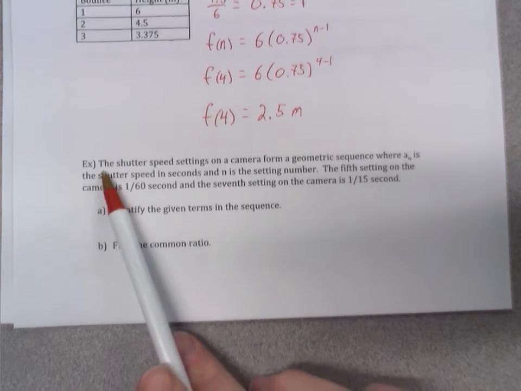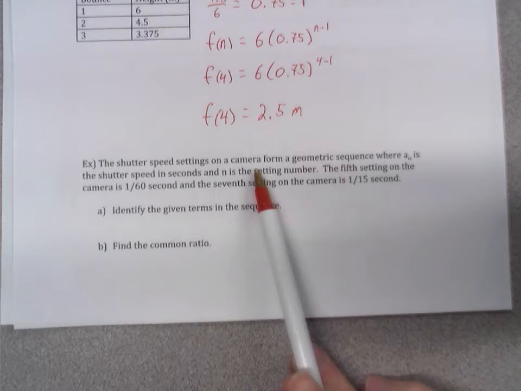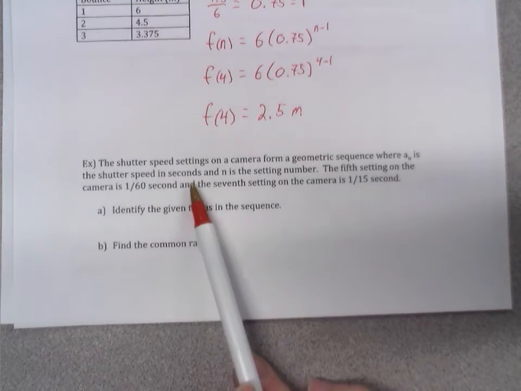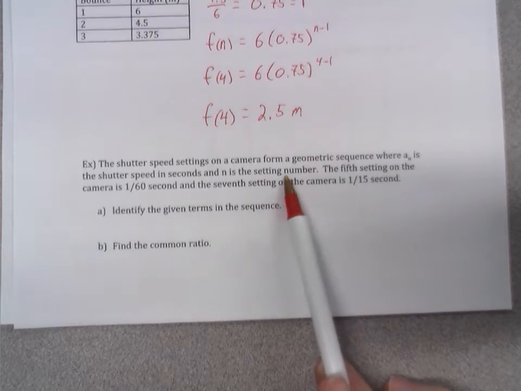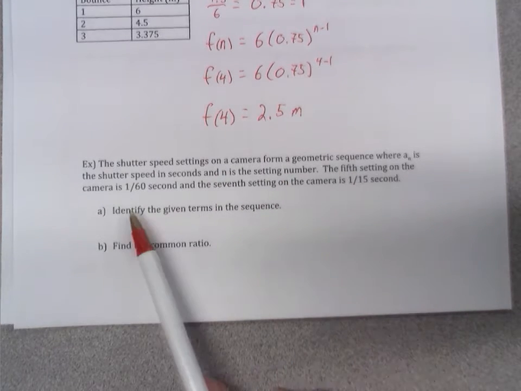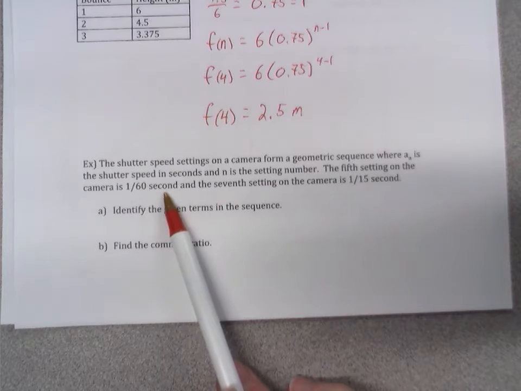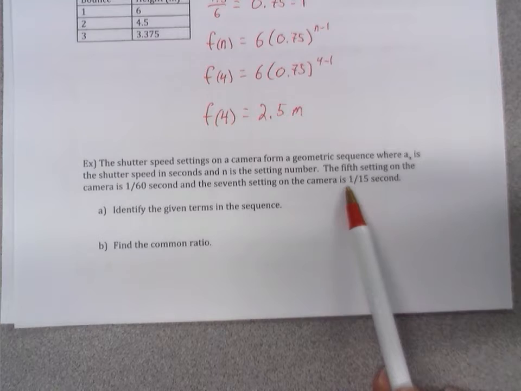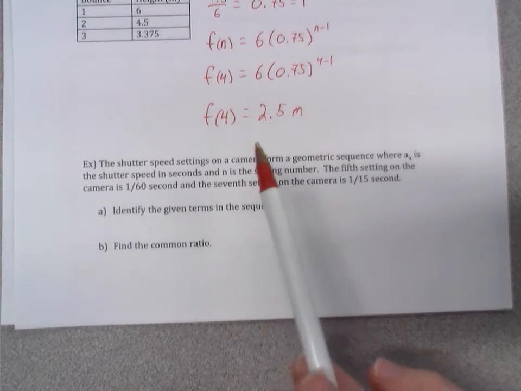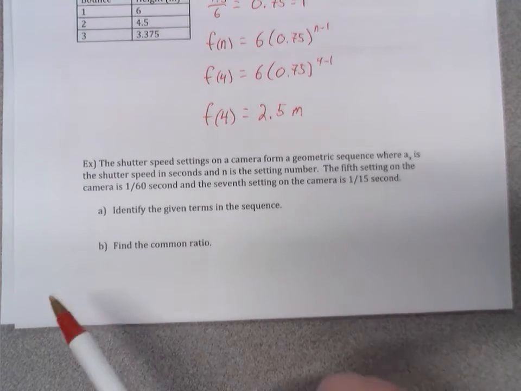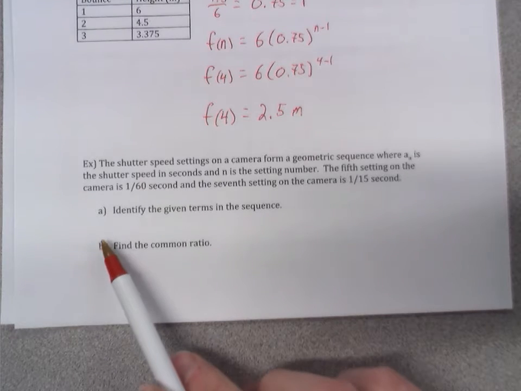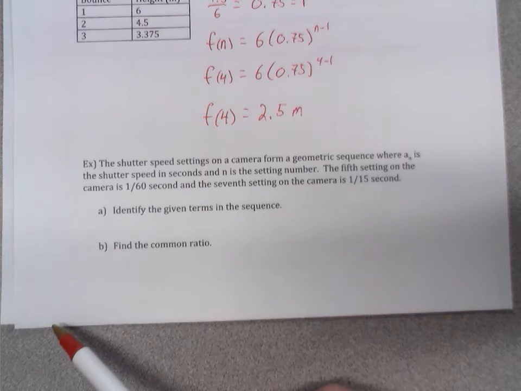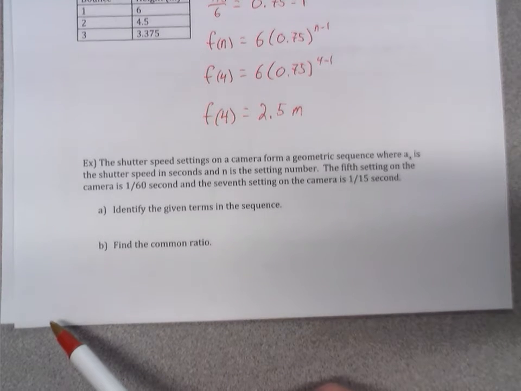So for example, this example says the shutter speed settings on a camera form a geometric sequence where A of n is the shutter speed in seconds and n is the setting number. The fifth setting on the camera is 1/60th of a second, and the seventh setting on the camera is 1/15th of a second. We want to find out, what are those ratios? What would be the first term in the sequence? Write an explicit rule. All of these things.